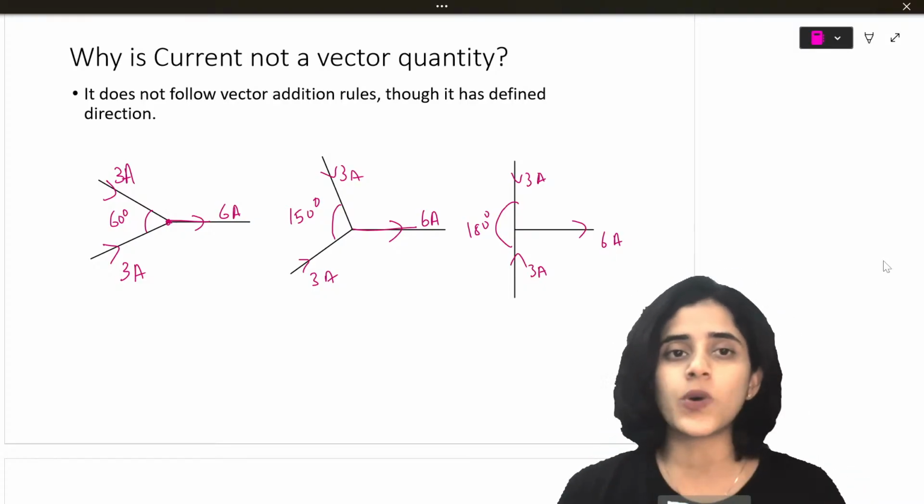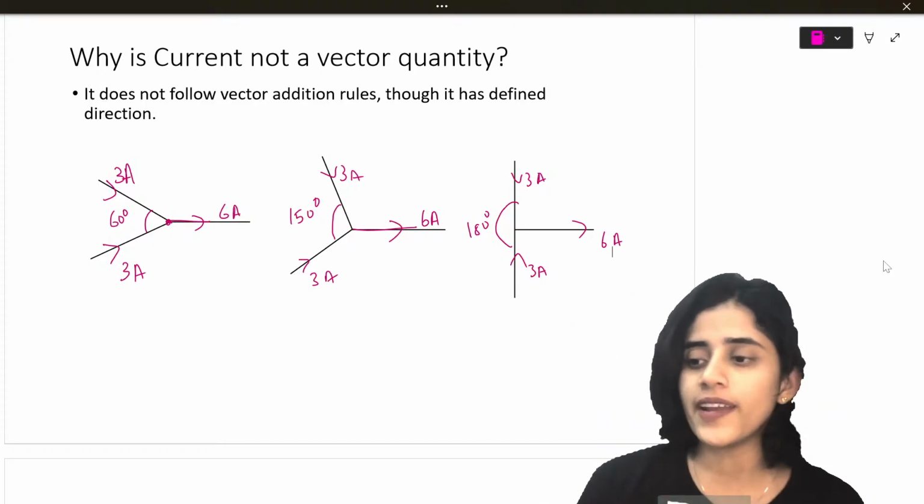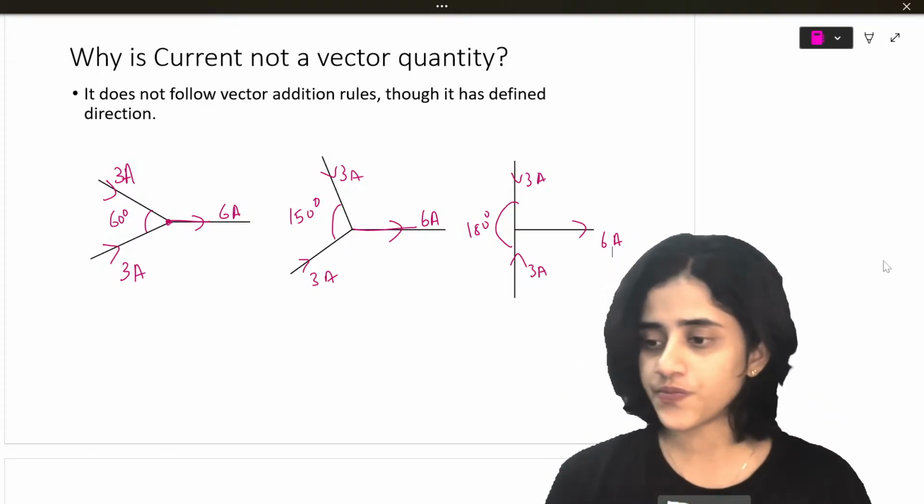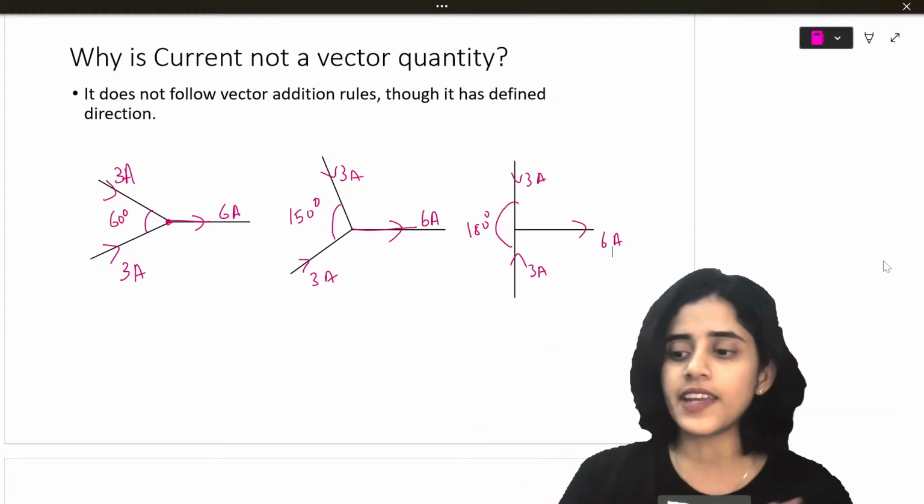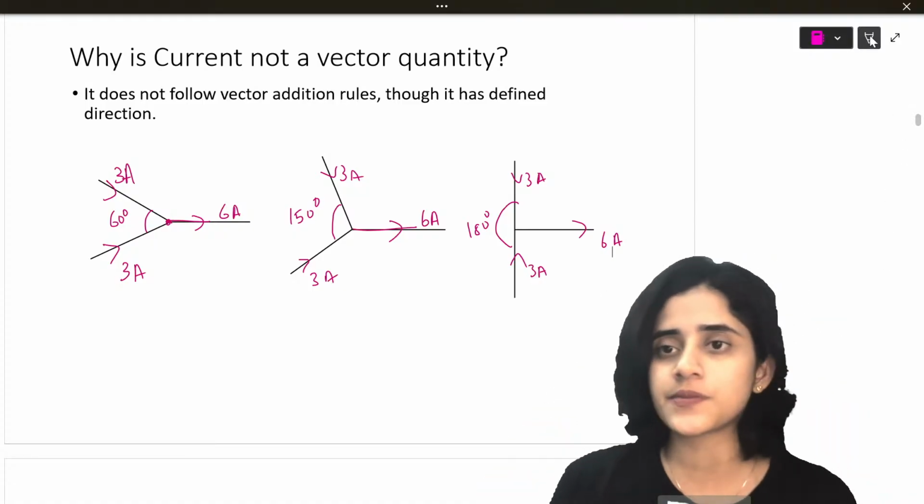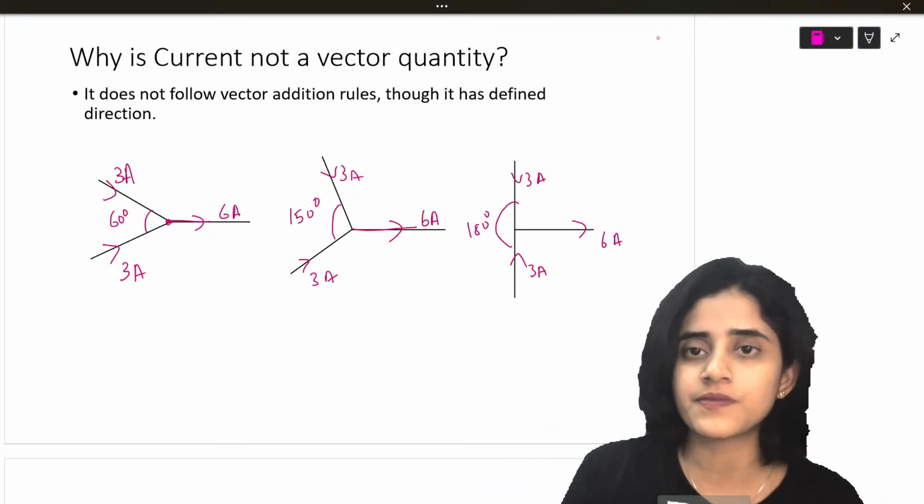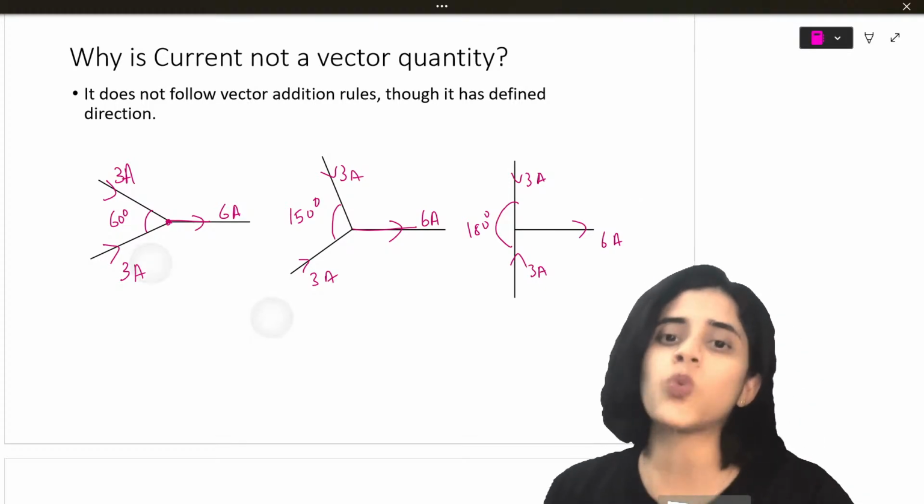So this is the reason why current is not a vector quantity, and also as Manju said, it does not obey laws of vector addition. Yes? Are we good to go? Now, do you have a clear idea on scalars and vectors? Yes, Prema, it is a scalar quantity.